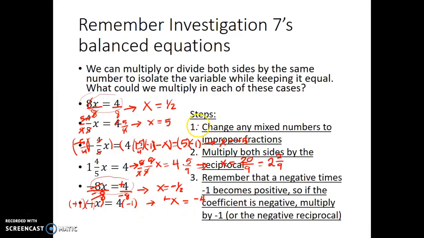So we first change any mixed numbers to improper fractions. We multiply both sides by the reciprocal of that coefficient, which is the same thing as dividing by that coefficient. And if we have a negative, we need to make sure that we're dividing by that negative sign as well, or multiplying by a negative 1 at the end. Okay, why don't you pause that so that you can write that down? And then when you're ready, let's move on to the next slide.